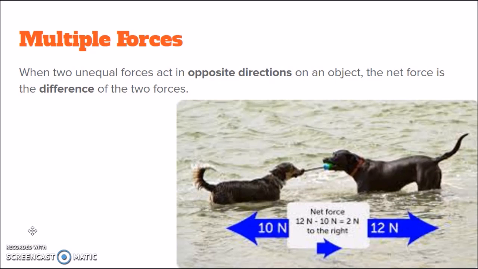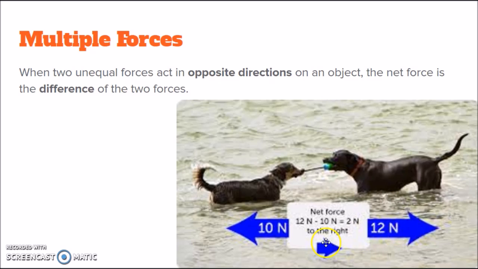Right. When two unequal forces act in opposite directions on an object, then the net force is the difference of the two forces. Okay. So, these two dogs are pulling on a toy. If the little dog pulls with 10 newtons, and the big dog pulls the opposite direction with, I'm sorry, not 20, but 12 newtons, then they're going to be moving toward the right, toward this dog, because this dog is pulling harder.